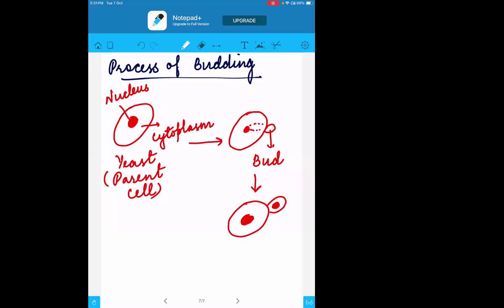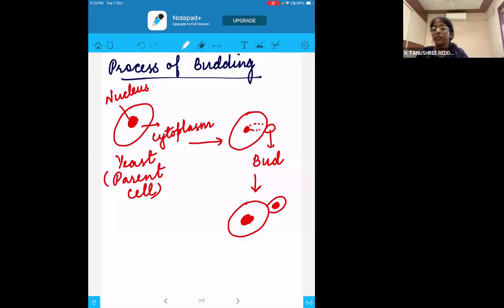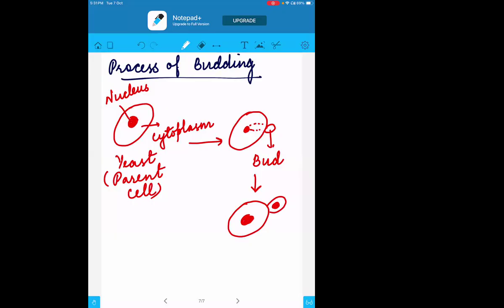Am I clear, Tanu and Ruhika? Yes, ma'am. So why does this happen? Because the nucleus controls everything. If the bud does not have the nucleus, it cannot do anything. That is why they fight for it, and after the fighting, they each get a part of it.